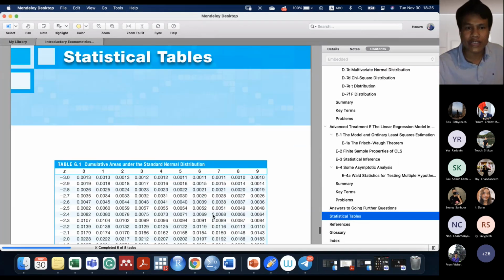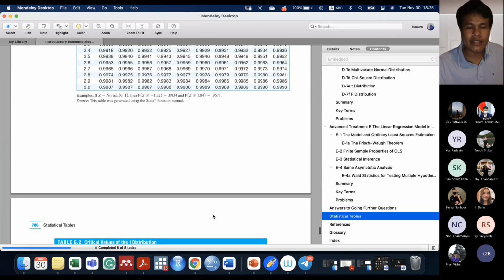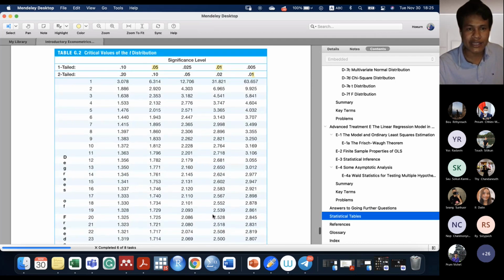All right, so you go to your textbook and you need to find the critical value for the T statistic. Can you see the shared screen? Can anyone confirm? Yes, teacher.